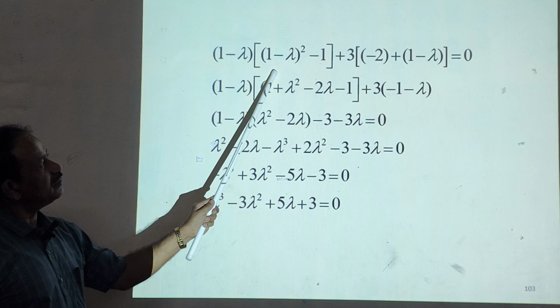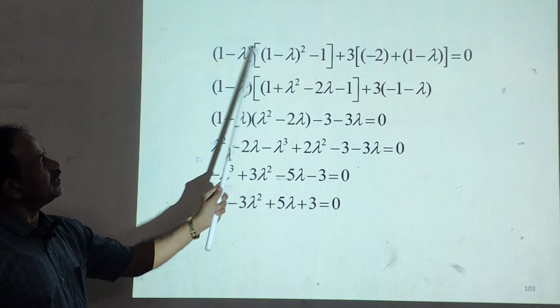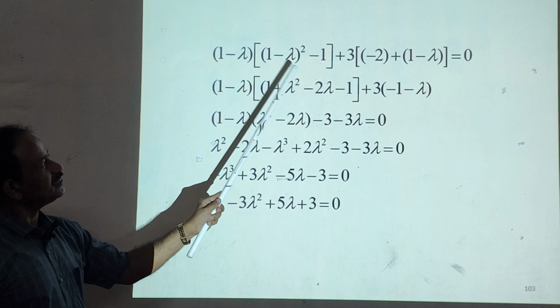So, 1 minus lambda, you just simplify, we will simplify.